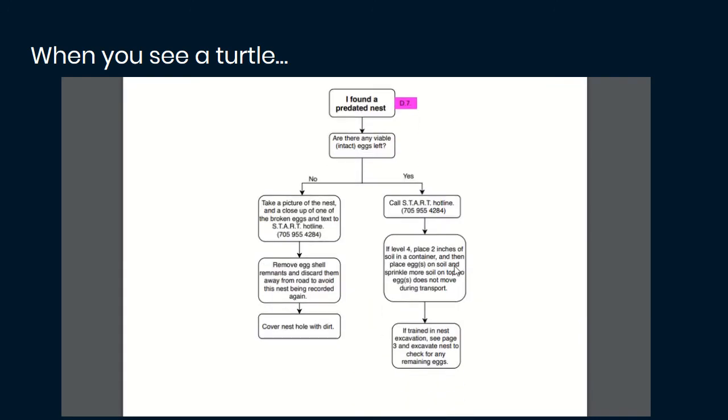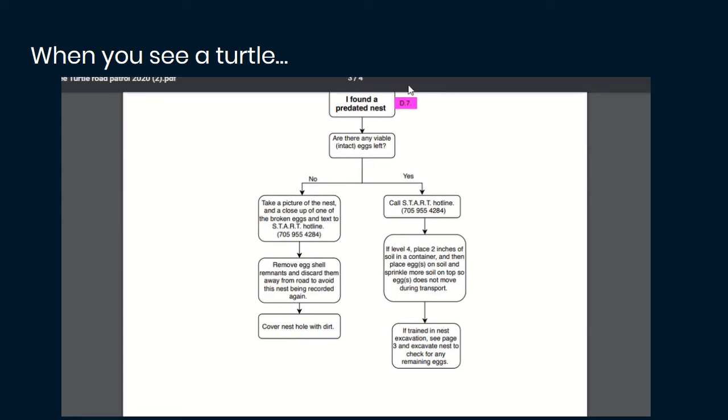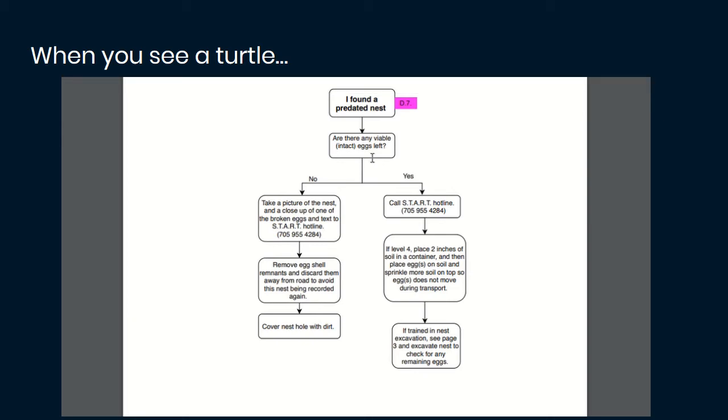So lastly, you might come upon a predated nest. Again, there's another description here for how to know what a predated nest looks like. So you're going to ask yourself, are there any viable eggs left? So are there any eggs that haven't been destroyed? Any eggs that could still hatch? If no, okay, that's sad. Take a picture of the nest and a close-up of one of the broken eggs, just because we might be able to tell what type of species it is based on the egg, if the egg still somewhat resembles its original shape.